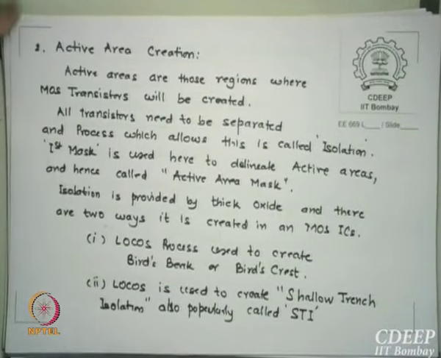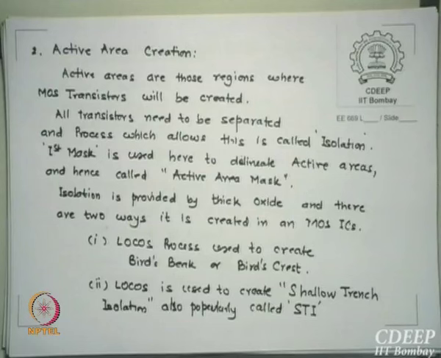Active areas are the regions where MOS transistors will be created. All transistors need to be separated, and the process which allows this is called isolation. The first mask is used to delineate active areas. I am in a silicon wafer, and I want these to be the transistor areas. Please remember, I am only showing you cross sections, but actually the wafer will be something like this. One transistor will be here, one here, one here, one here. So it is the plan where a number of transistors will actually be. But where will I see it? Only on this side, in cross section.